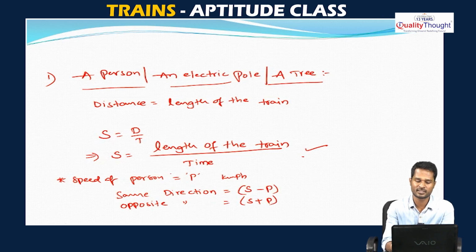Imagine the person is in still position, he is not at all moving, then you can go for this. Speed is equals to length of the train by time. As there is no movement in the person, you can't take the speed into consideration. But when the person is moving in the opposite direction, add both the speed of the train and the speed of the person. If the person is moving in the same direction as the train, subtract the speeds. So this we have seen in relative speed. So that is the first case, when a train crosses a person, an electric pole or a tree.